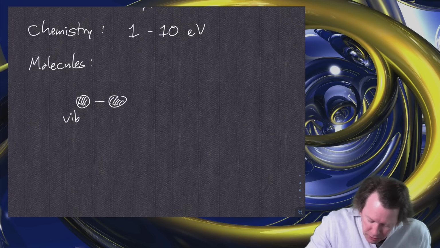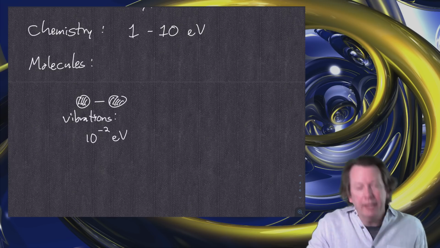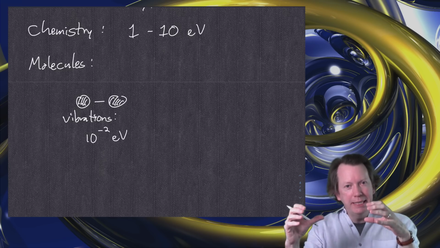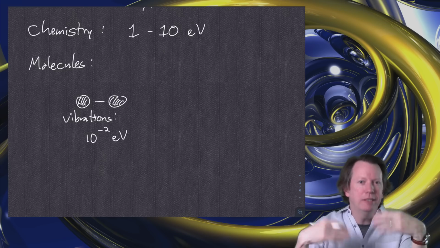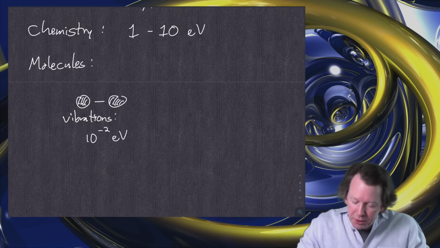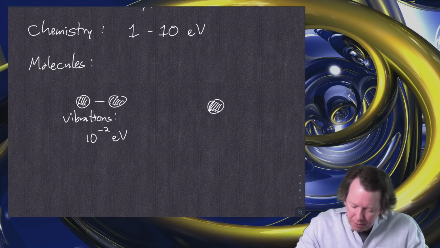Vibrational energies are typically something like 10 to the minus 2 electron volts, okay? Things are a little bit farther apart. Larger distances means lower energies because distance goes inversely proportional to energy. There are also rotations. So let's imagine we have a more complicated molecule.